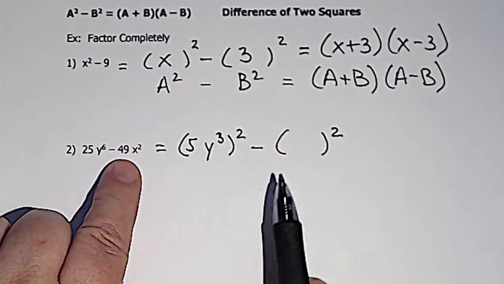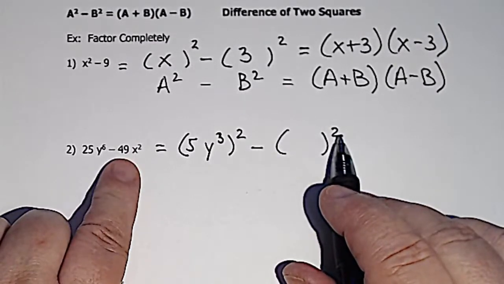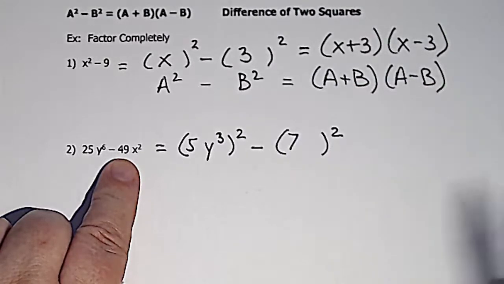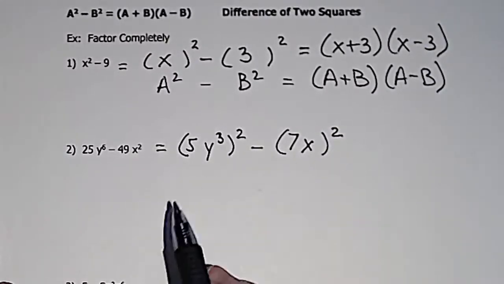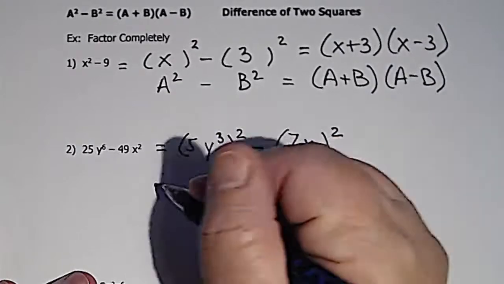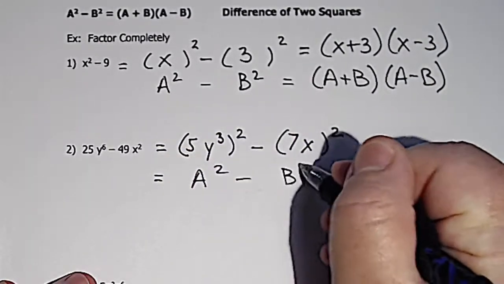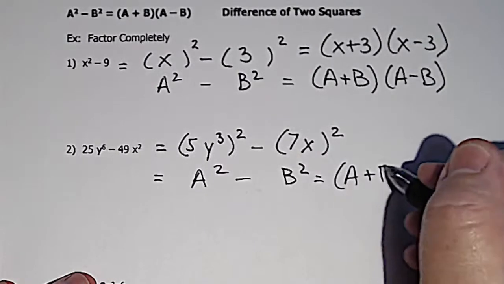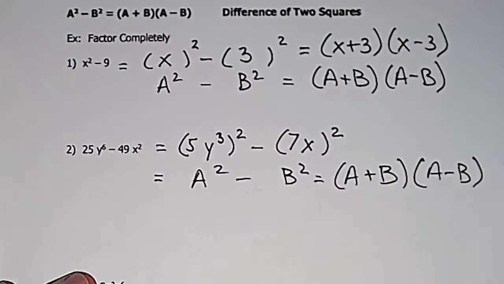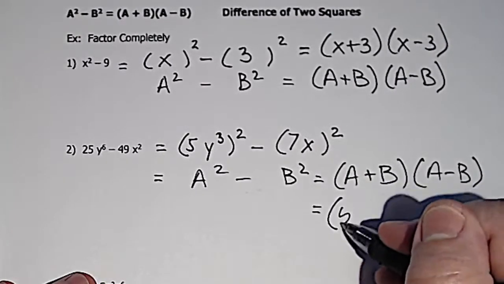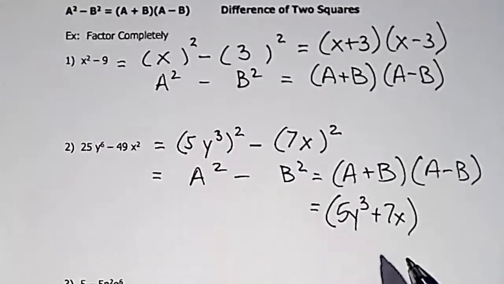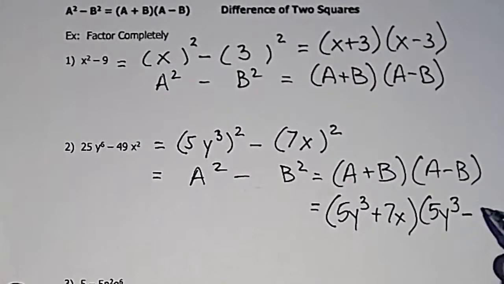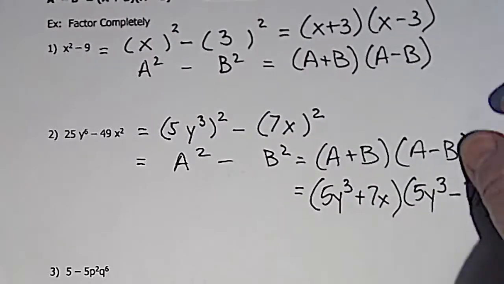Okay, second term, 49. And I'm thinking, what squared gives me 49? You're right, it's 7. And what squared gives me x squared? Well, x. This is the hard part. Once we've written it out that way, that's our a squared minus b squared. We just have to remember that we've got a plus b times the quantity a minus b. And just so we have more room, I'm going to write it down here. I think I've got 5y cubed plus 7x, right? Those are our a and b right there. And then 5y cubed minus 7x. Woohoo! We almost ran out of room, but we didn't. That's how great this section is.